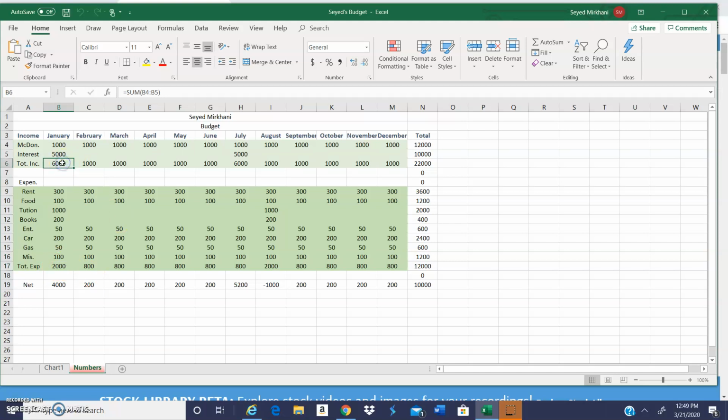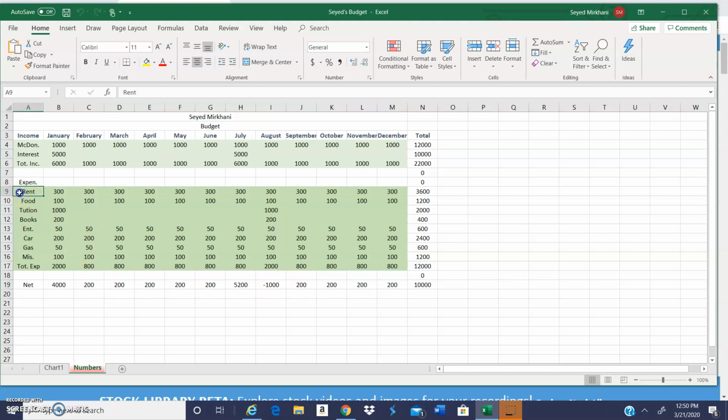Because in January you make $6,000, then your net income is $4,000. You say that $6,000 minus this $2,000 is the $4,000 that you end up with as a positive in the month of January. In February, because you didn't have that investment interest payment, you only save $200. The good thing is that you don't pay any tuition in the month of February.